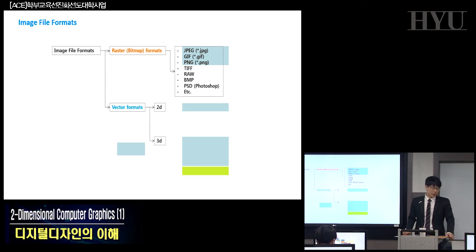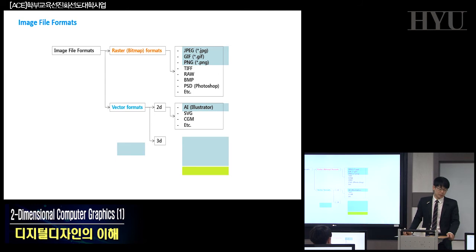What kind of vector formats? We can take a look at two different categories, 2D and 3D. On the 2D, AI, Adobe Illustrator file, it's kind of Photoshop-like software, but very different. Even if they are from Adobe Systems software, Photoshop is basically a bitmap, raster, image-based graphic tool. But Illustrator is dealing with vector-based graphics.